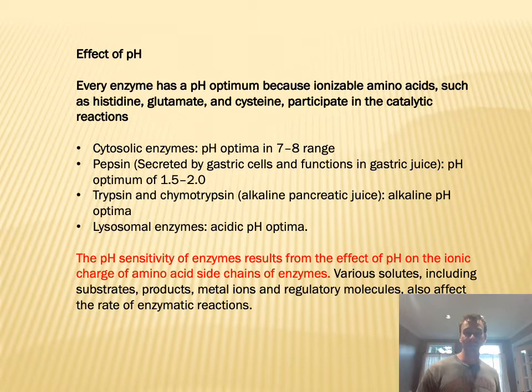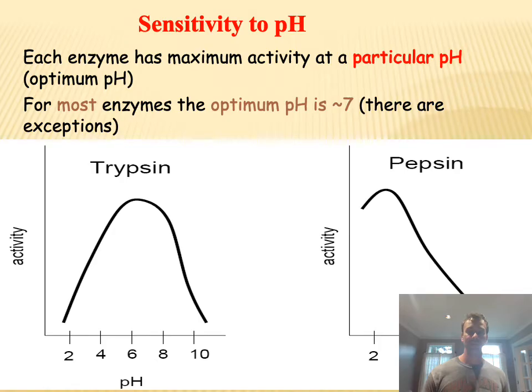So various solutes, substrates, products, metal ions, and regulatory molecules can also affect the rate of enzyme reactions, and we'll talk about these as we move through the lecture. So here's an example for trypsin. You can see the activity on the y-axis as a function of pH on the x-axis. It has an optimal pH of around 7 or 8, whereas pepsin has an optimal pH around 2. And as I mentioned, most enzymes have an optimal pH around 7, but in different compartments in your body, you may have different pH optimum.